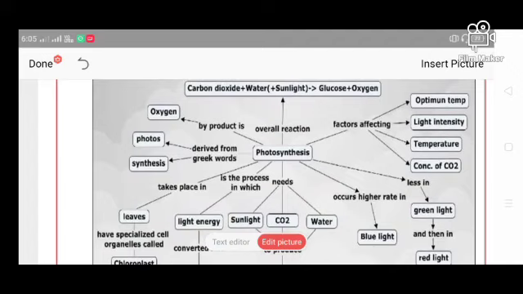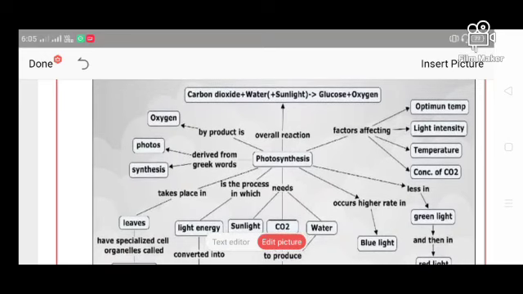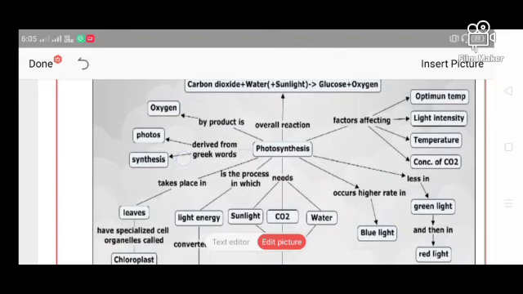Photosynthesis is a very simple kind of reaction, but sometimes it becomes complex, and we have to remember that the carbon dioxide in the atmosphere and the water, when combined in the presence of sunlight, give glucose and oxygen, which is the byproduct also. Glucose is the main product and oxygen is the byproduct of all photosynthesis activities.